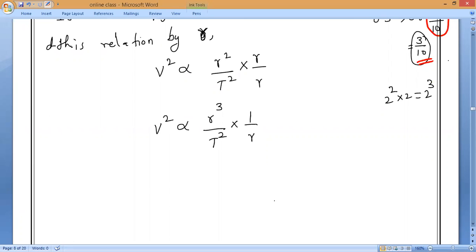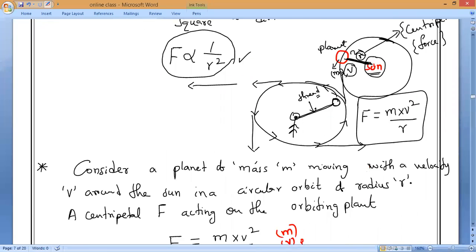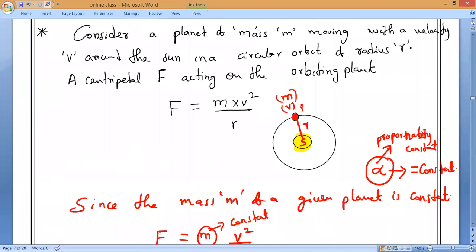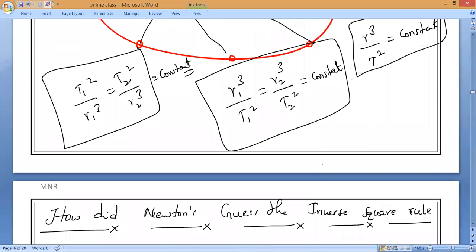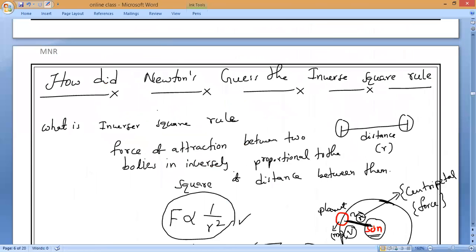Now, from Kepler's law, something is constant. What is Kepler's third law? T1 square divided by R1 cube is constant. Or else we can say here, check it here, R cube divided by t square is equal to constant. Is it yes or no? That is only Kepler's third law. Yes, sir. The same way we are attaining here.